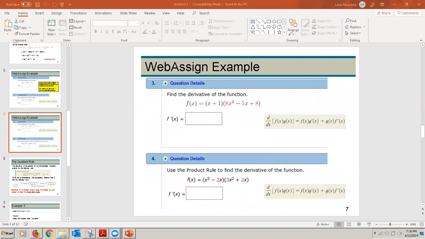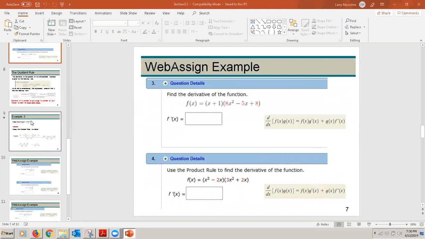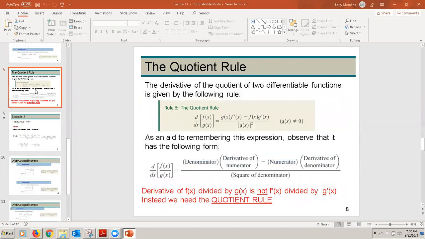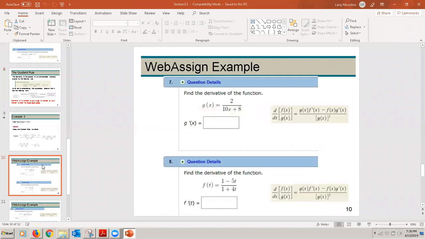All right, let's look at a couple of examples of using the quotient rule. The quotient rule is a little more complicated. So here's what the quotient rule says. And let's jump to a WebAssign example so we can work this out. All right, let's do the top example here. Again, I think it's a good idea to label f and g so you're clear. So in my example, f is going to be the top, the numerator, and g is going to be the denominator.